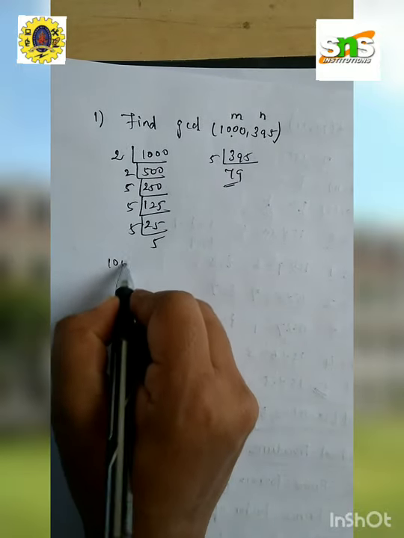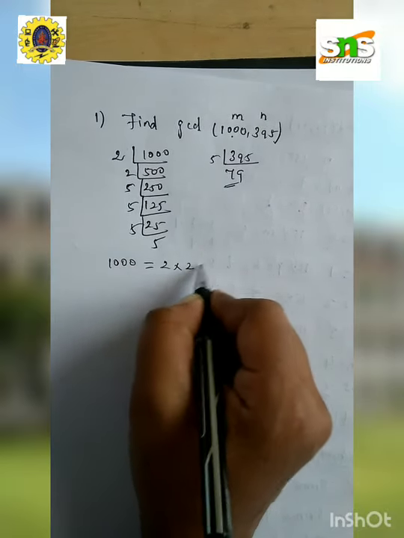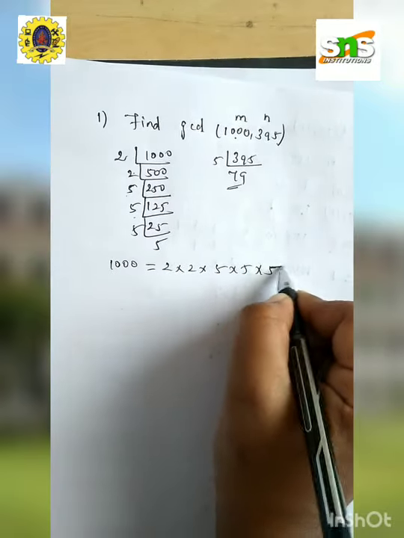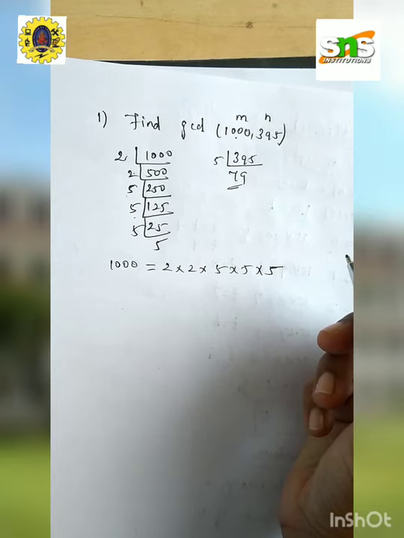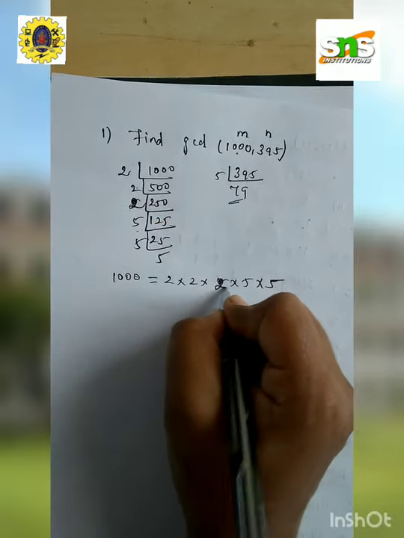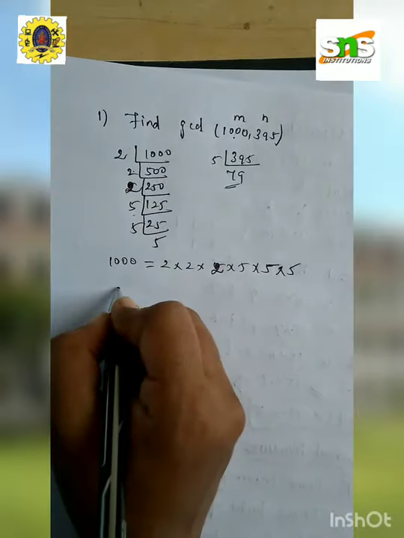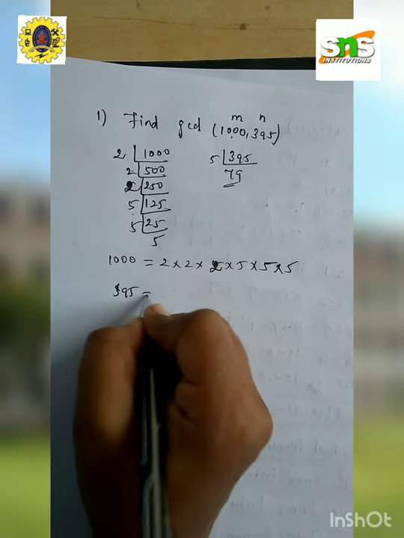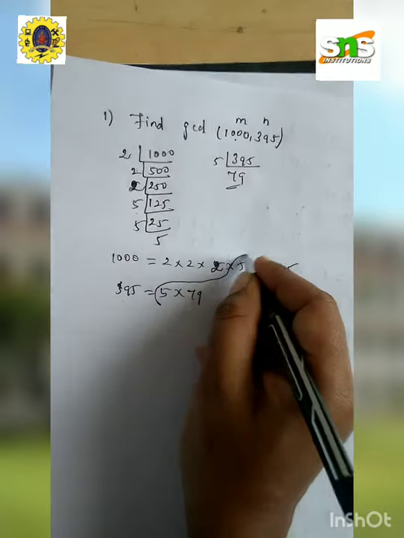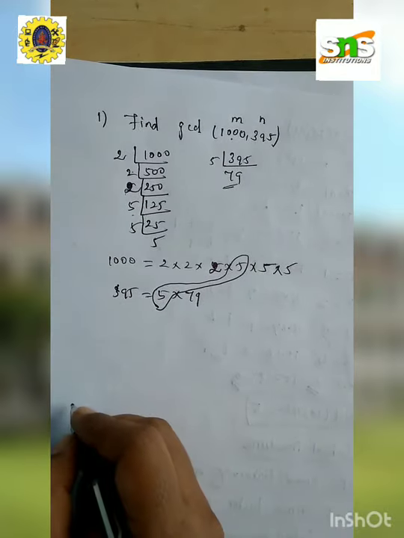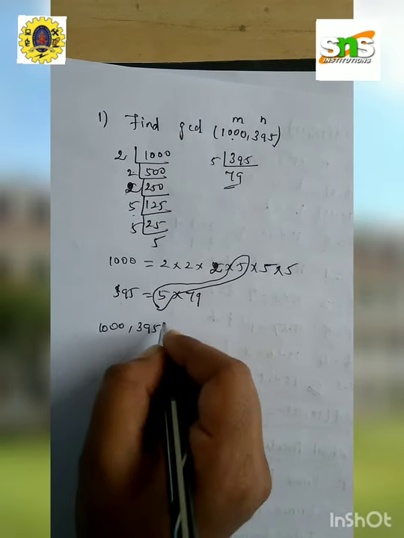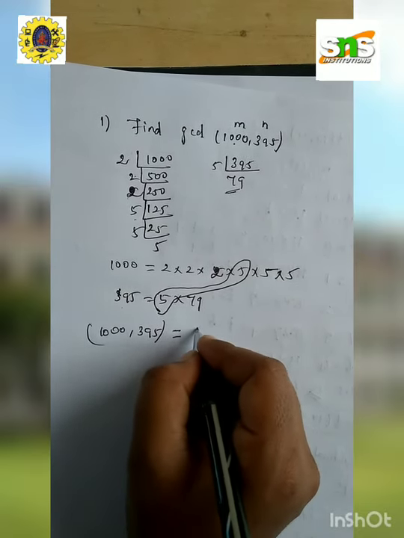So write the prime factors of 1000 as 2 into 5 into 5 into 5. Here, for the common factors, you take only the common factor, that is 5. So the GCD of 1000, 395 is equal to 5.